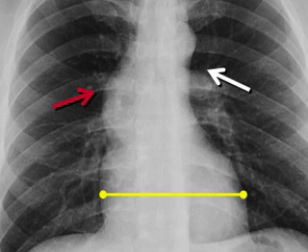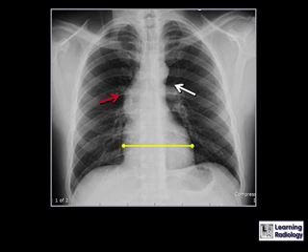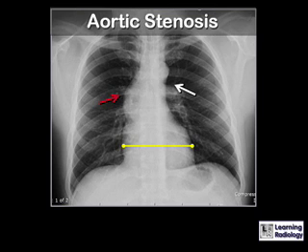There is prominence of the ascending aorta, shown here by the red arrow. The descending aorta, the white arrow, is normal, and the cardiothoracic ratio is normal. The heart is not increased in size. These are findings that should make you think of aortic stenosis.